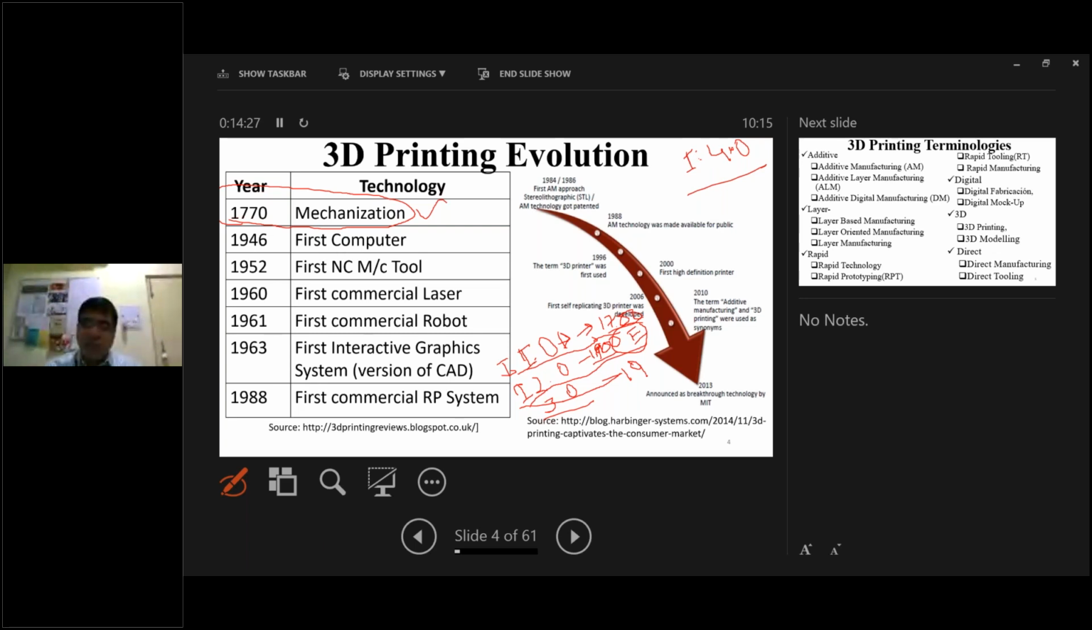RP and RT. So it is like rapid prototyping and rapid tooling. These are the same technologies which are being referred to these days as additive manufacturing.